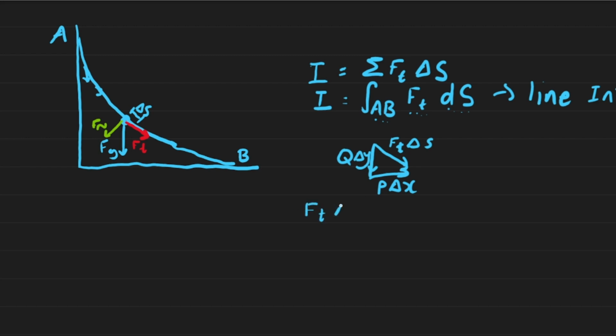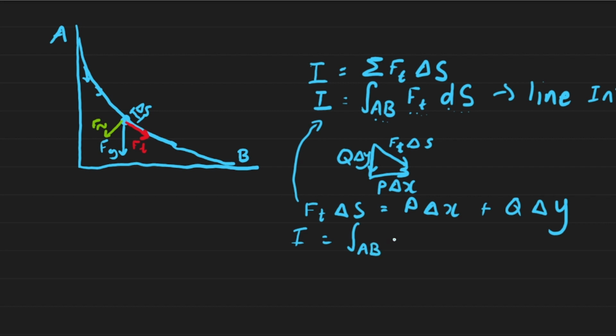So ft delta s is equal to p delta x plus q delta y. And of course, if we make delta x and delta y infinitely small, as we have done with delta s, then we can just substitute this into our line integral. So that would mean that I now becomes the integral between A and B of p dx plus q dy.